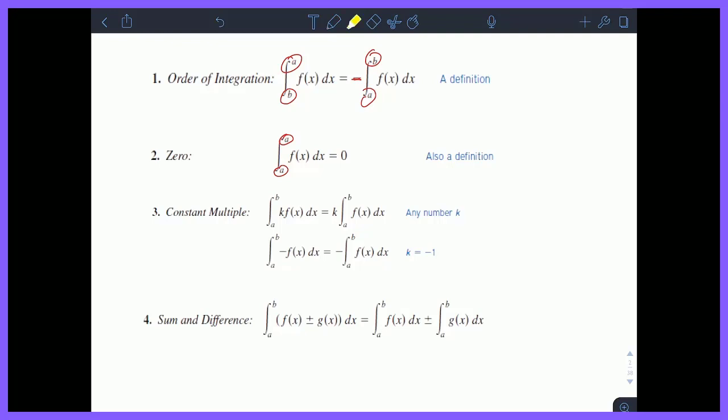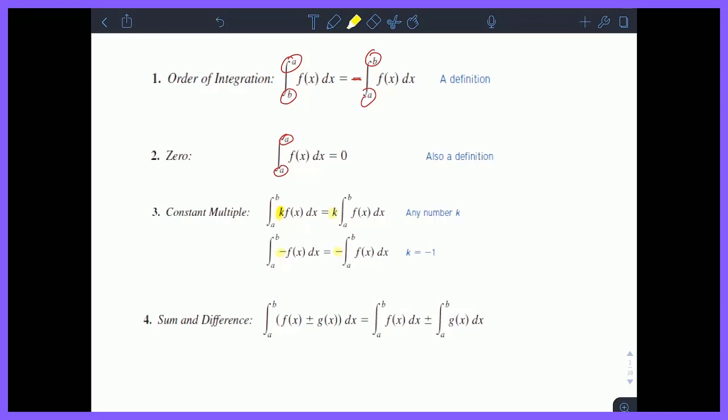Number three, super useful, constant multiple. If you have a constant inside of an integral, it can be pulled out of your integral. You can then integrate happily and multiply by your constant at the end. If it's a negative, obviously, the constant is just -1, but the same thing applies. Number four, just like in derivative world, you can add and subtract integrals, whether you integrate first or add and subtract first and then integrate second.